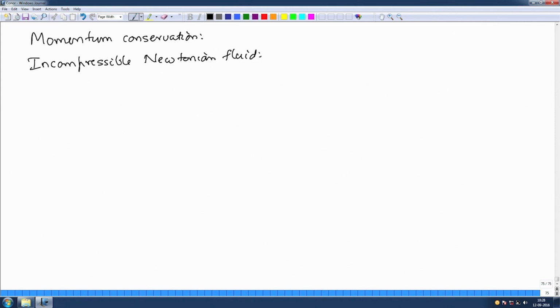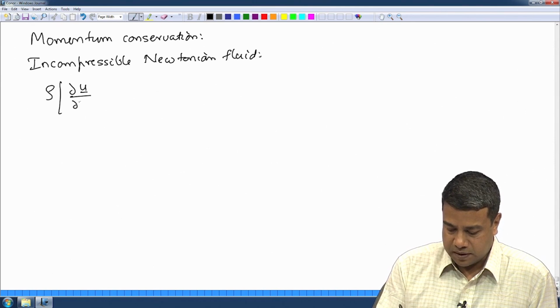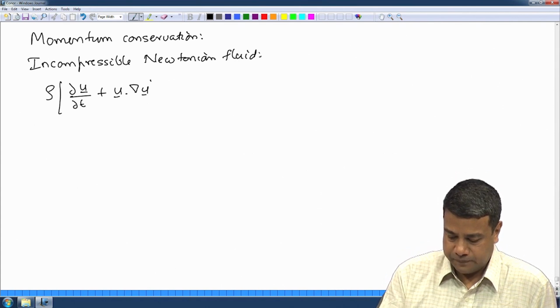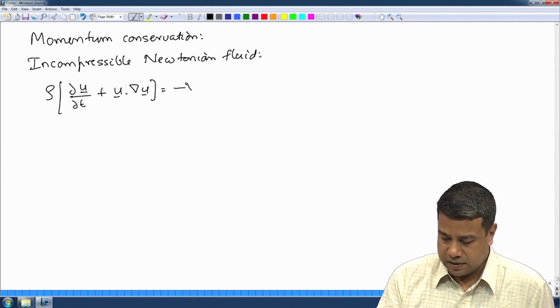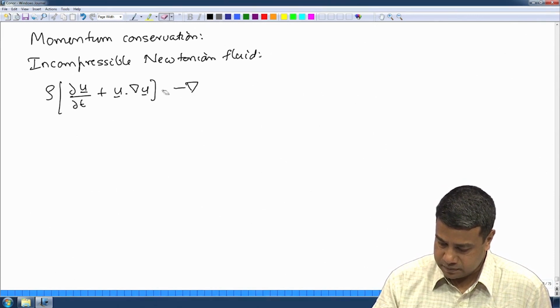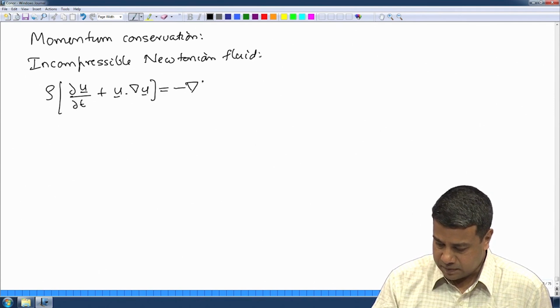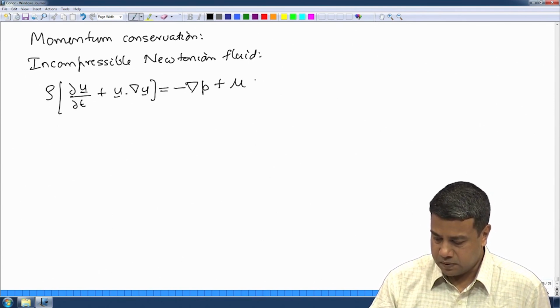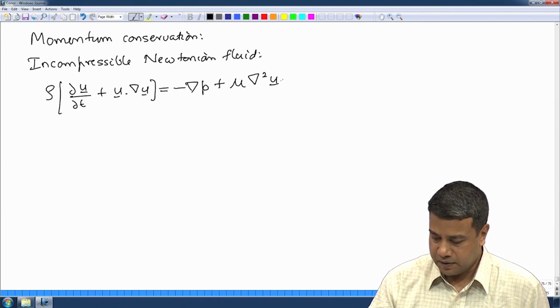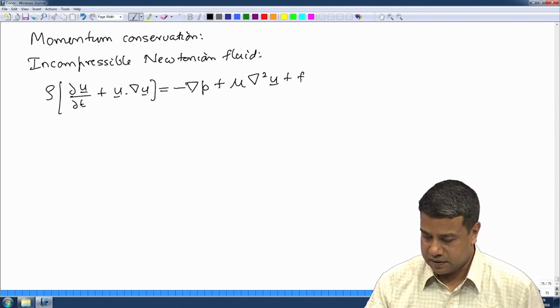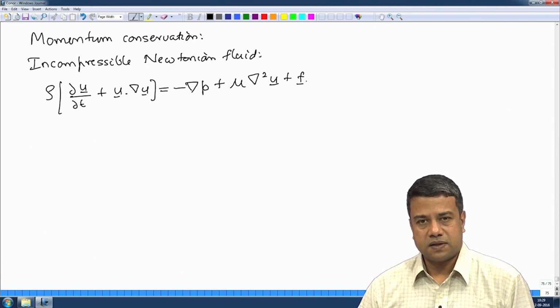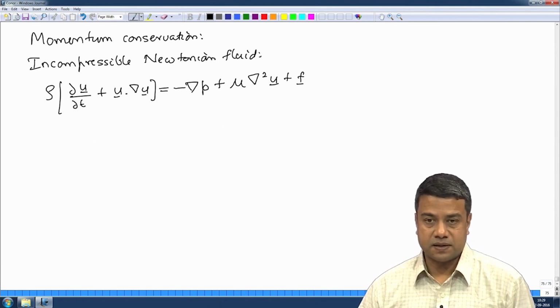This is a vector equation, as I told you, and it has the form: the density times partial u by partial t plus u dot grad u, is equal to minus gradient of the pressure plus mu del square u plus any forces. So, this is a vector equation. There are three equations in there.